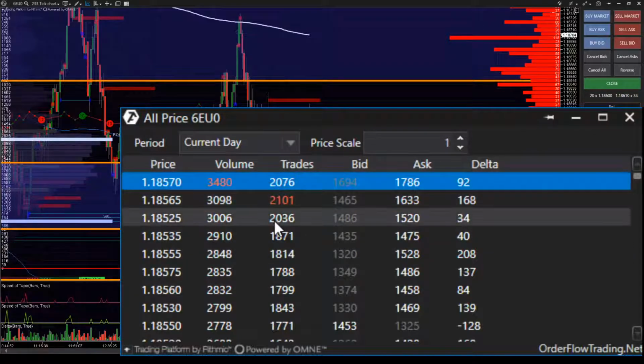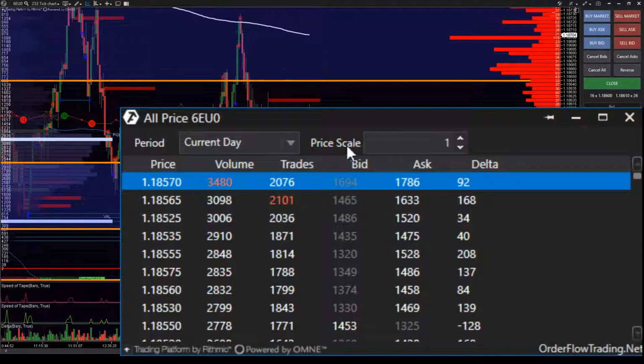Okay, so this in blue, you can see right now is the most traded price during this day, which of course will be the same as the point of control. Okay, the same price. It is 1.18570.